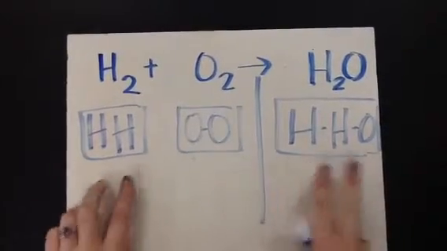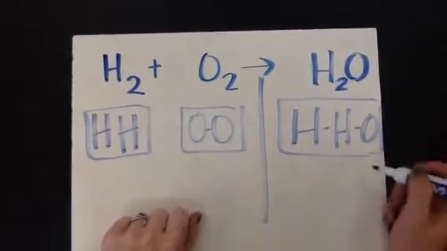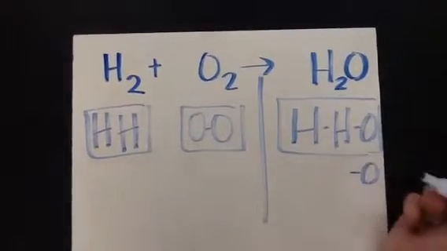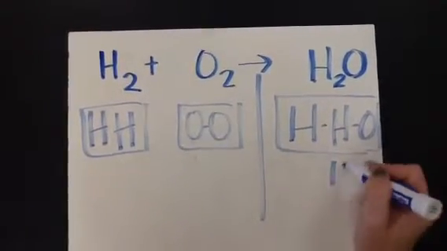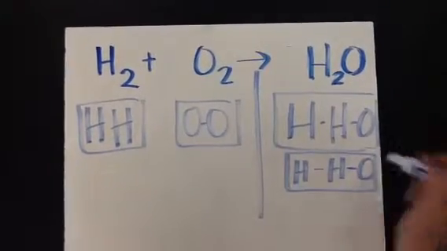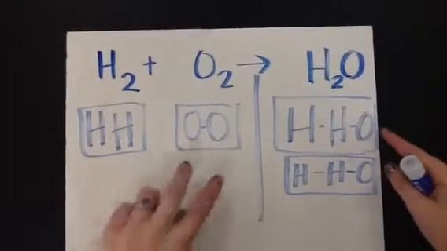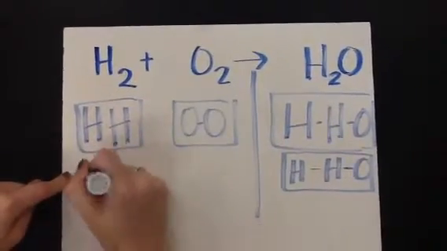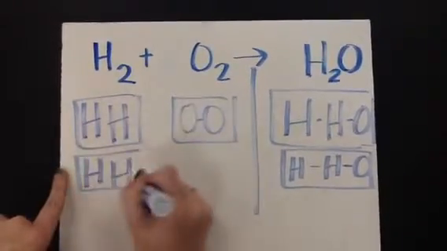My hydrogens are balanced, but my oxygens are not, so I know that I need to add at least 1 more oxygen. But the key is that I cannot just add oxygen, I have to add the entire molecule that it's bonded to. So I have another H2O. My oxygens are now balanced, but my hydrogens are not. So I can come back over here and add the 2 that I'm missing.